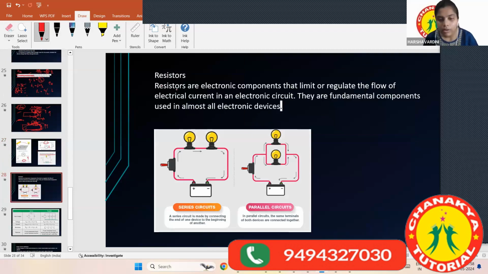Now we are going to talk about one new thing, series and parallel circuits. I already explained what resistors are, no? Resistors are electrical components that limit or regulate the flow of electric current in an electric circuit. They are fundamental components used in almost all electronic devices. Fuses are now replaced. So now we are going to talk about series and parallel circuits.